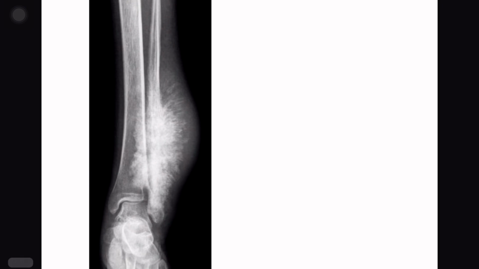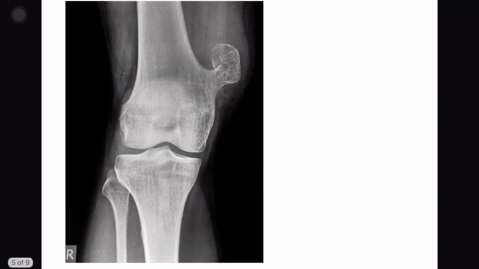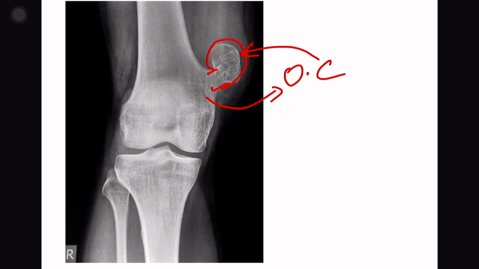So, here we can see the sunray appearance, which gives away the diagnosis of osteosarcoma. And here you can see a stalk and a cap. So, this is osteochondroma, which has a bone and a cartilage component.